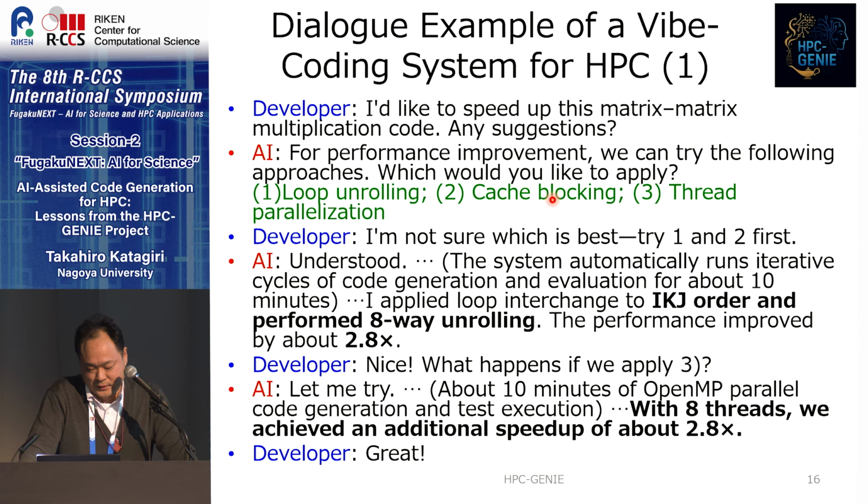And the result is reported. In IJK order and performance, A-way unrolling is the best. It achieved a 20.8 times speedup. So nice. So what about if we try the 3?